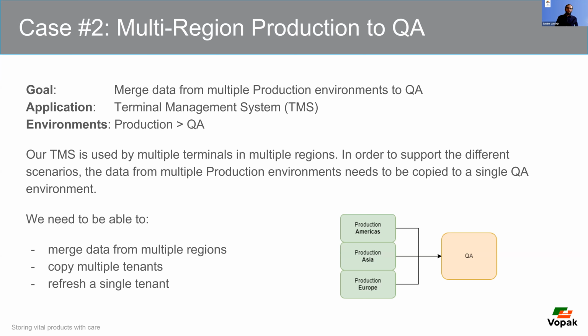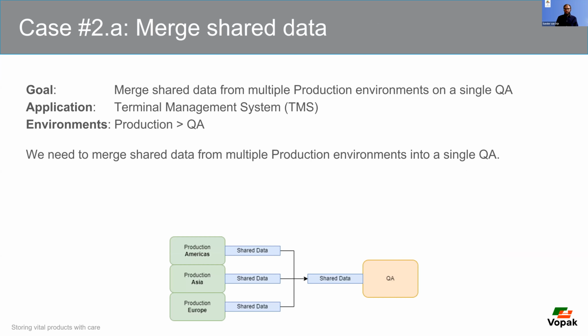In order to do so, we start with merging shared data. We can have data that is unique to the environment, but if you want to make use of it in the QA environment, you need to make sure to have the data there as well, but it comes from multiple production environments. So what did we do?